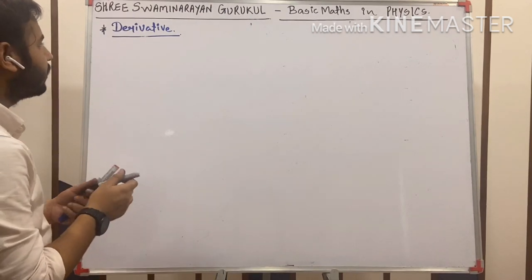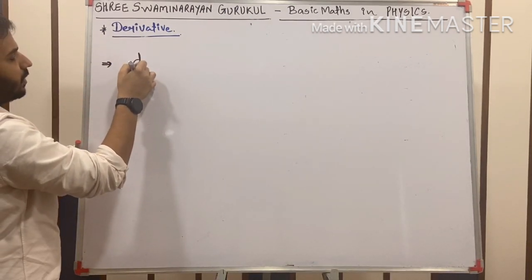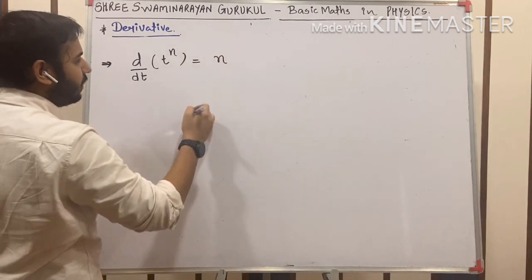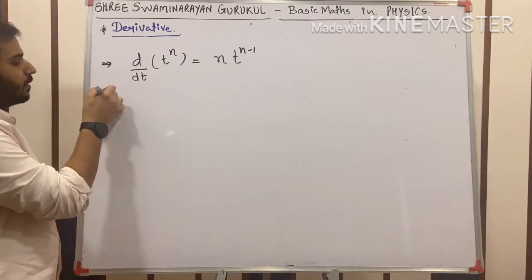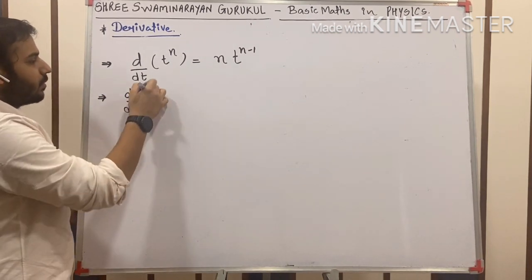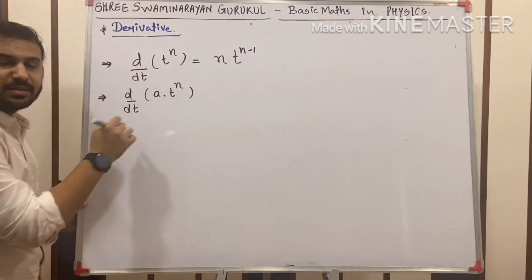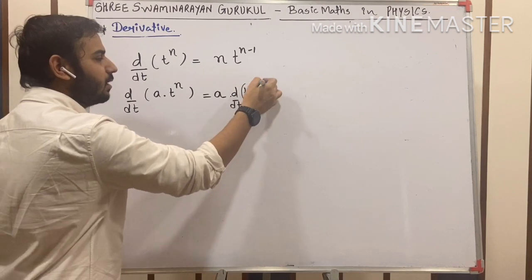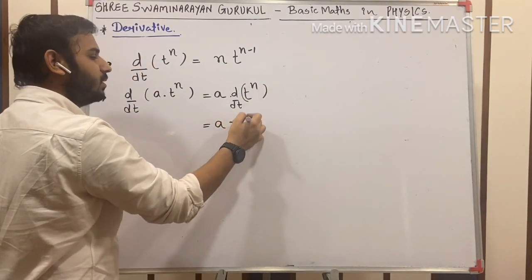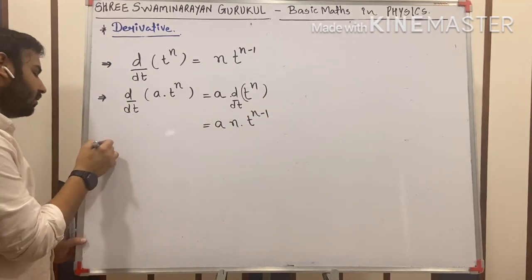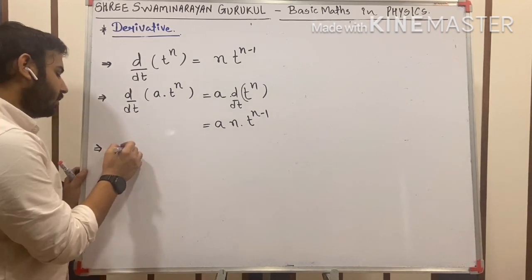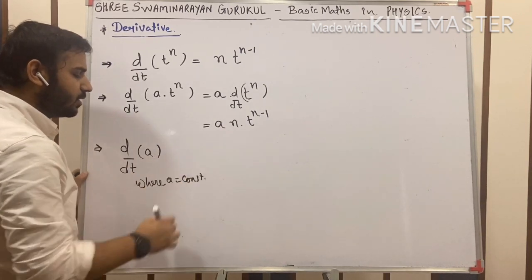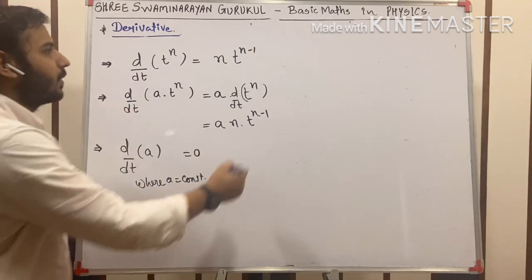The first formula which we learned today is d by dt of t raised to n is n t raised to n minus 1. The next formula, d upon dt of a into t raised to n, where a is a constant, you can write a t raised to n, and then your final answer will be a n t raised to n minus 1. Then the new formula for differentiation, d upon dt of a, where a is a constant, the answer will be 0.